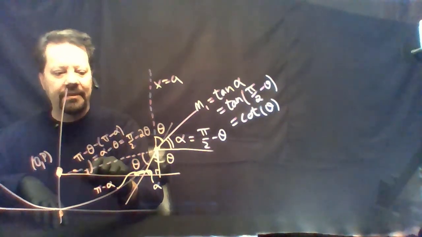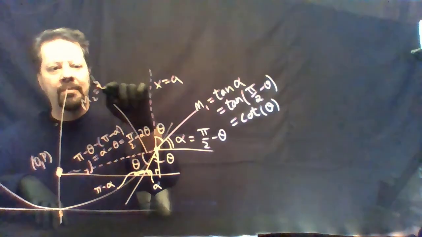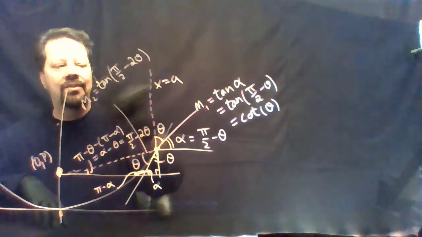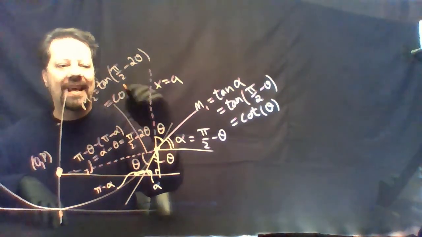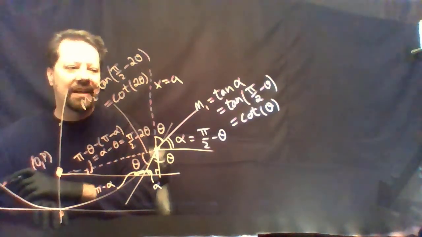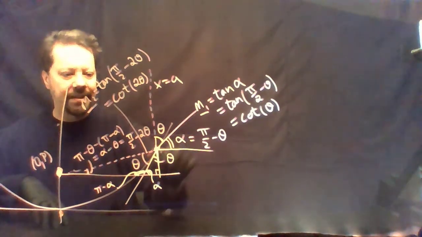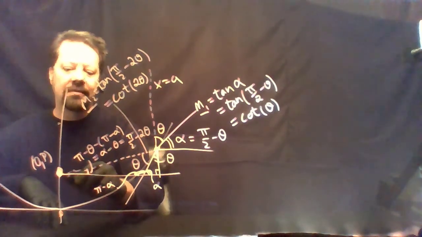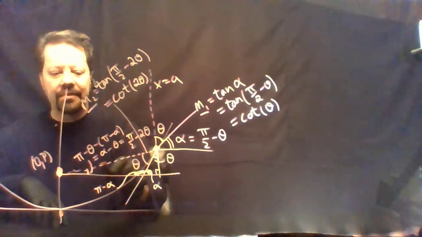That means that the slope of this other line will be the tangent of pi over 2 minus 2 theta. And by the cofunction identity, that's the cotangent of the double angle 2 theta. So I now know the relationship between the slopes of, first of all, the tangent line, and second, the line supposedly going through the focus. We have to prove that this line goes through the focus. That's the goal.